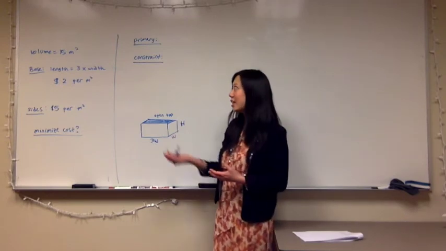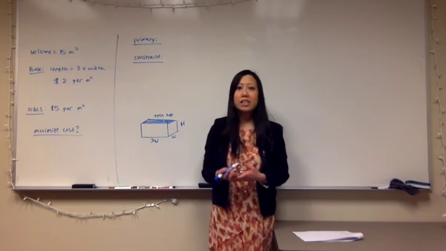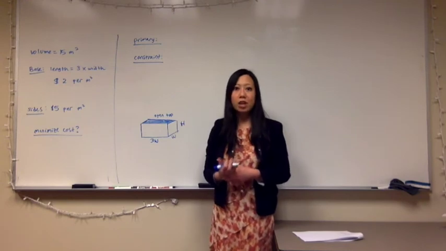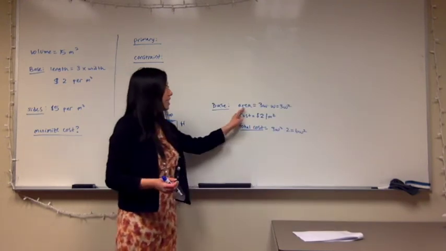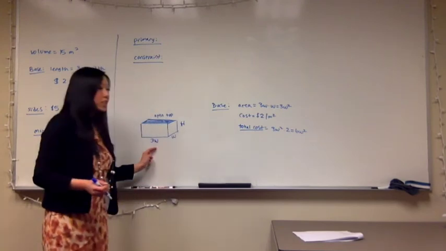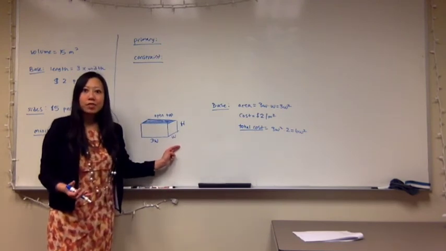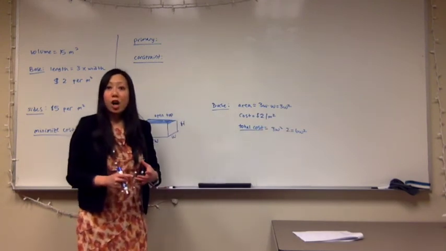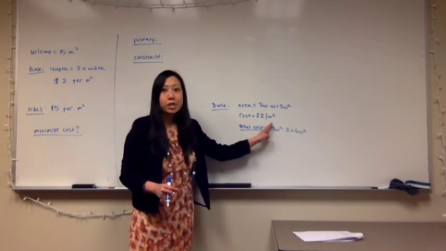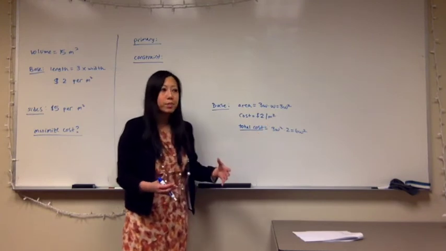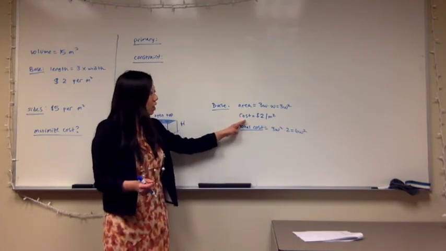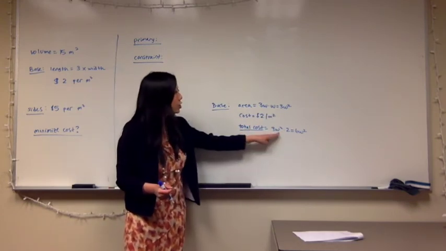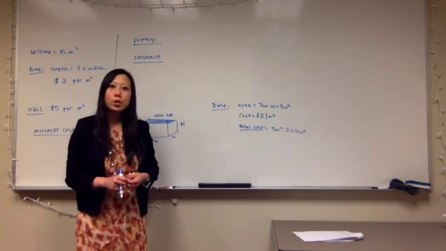If I'm saying that it costs $2 per meter squared, then I could multiply $2 times the area of the base, and that will give me the cost of the base. My base has dimensions 3W by W, so to find the area of the base, I have 3W times W, which is 3W squared. The cost of the base is $2 per meter squared, so to find the total cost of the base, I multiply the area by the cost per meter squared. 3W squared times 2 is 6W squared. That's the total cost of the base.